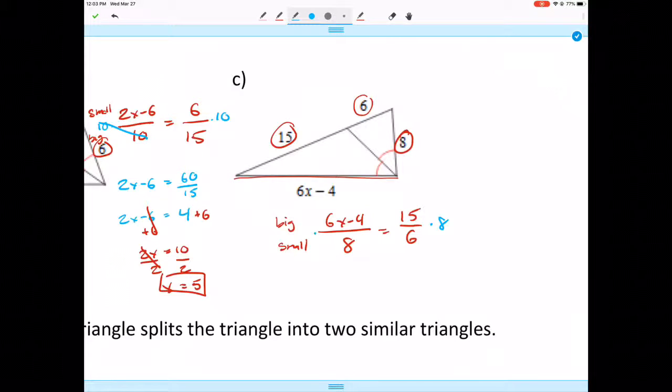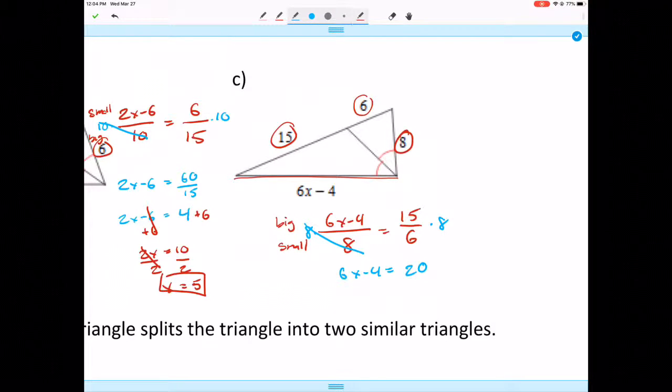Multiply both sides by 8. We get 6x minus 4 equals, I'll just put this in my calculator. All right, I guess I have it right there. So we'd get 20, I think it's 20.